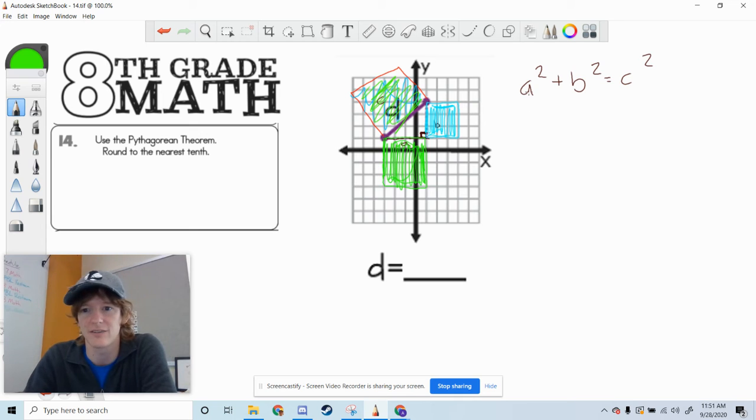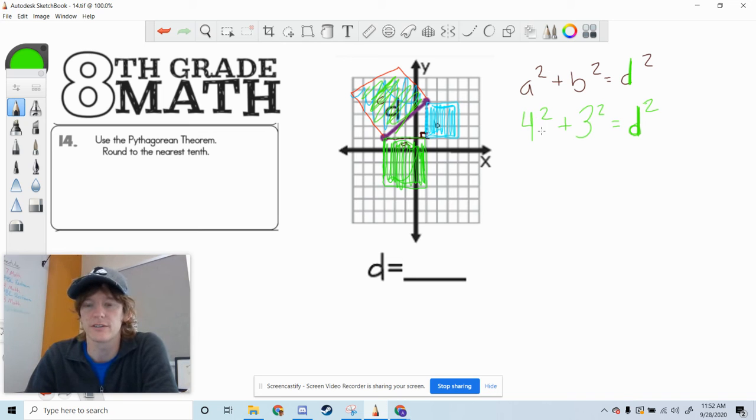So let's check this out. We decided A was 4, so 4 to the second power plus 3 to the second power is going to equal whatever C, in this case D, to the second power is, okay? And because they called it D, I'm just going to rewrite this as D. So when we get our final answer, we just remember that this is D.